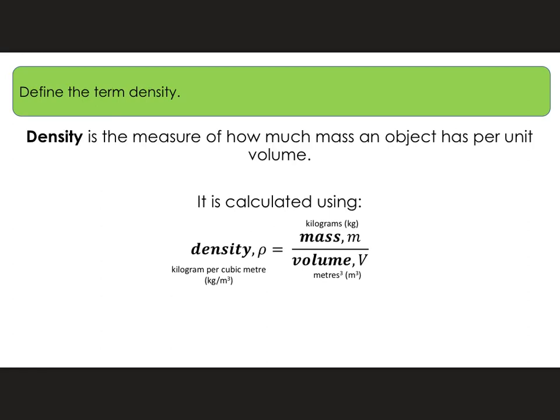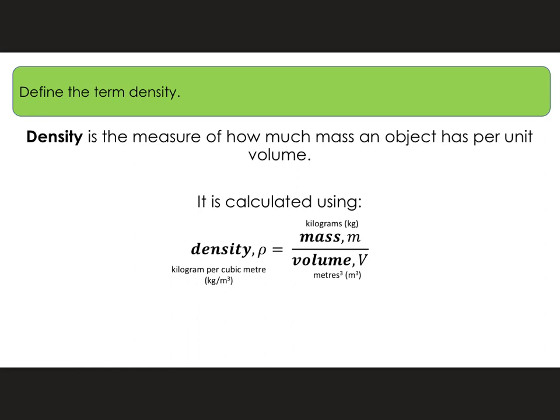In this video, we're going to look at the physical property of density. Let's start by defining density. Density is the measure of how much mass an object has per unit volume. It's a fundamental property of matter that describes how closely packed the particles are within a specific space. The closer the particles are together, the higher the density.